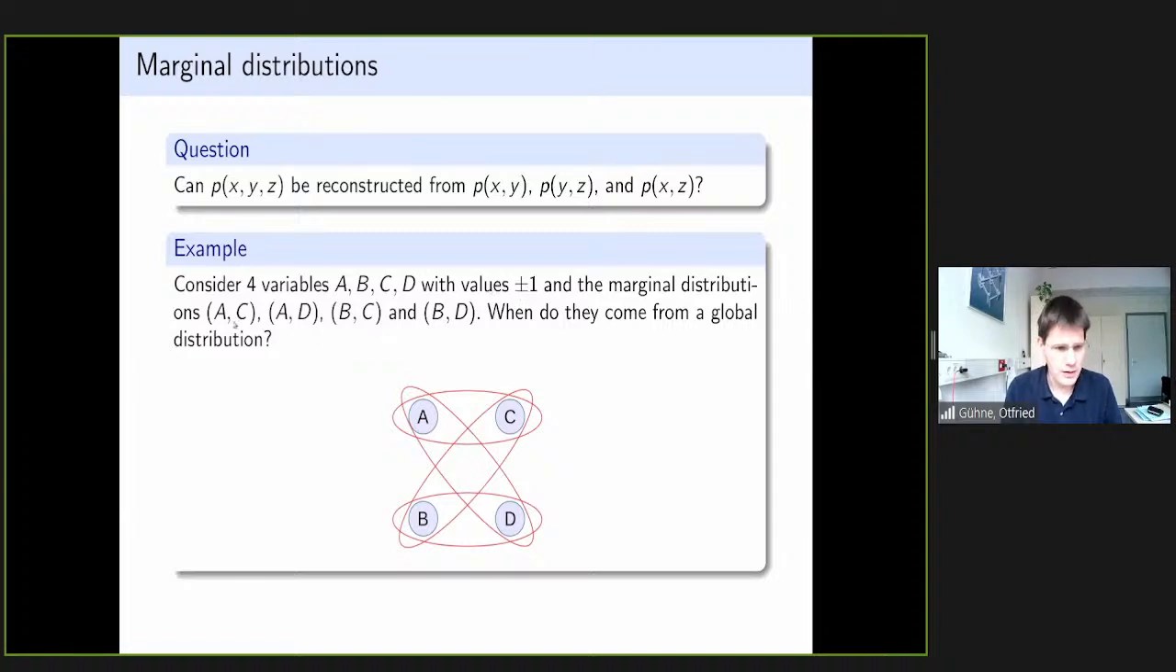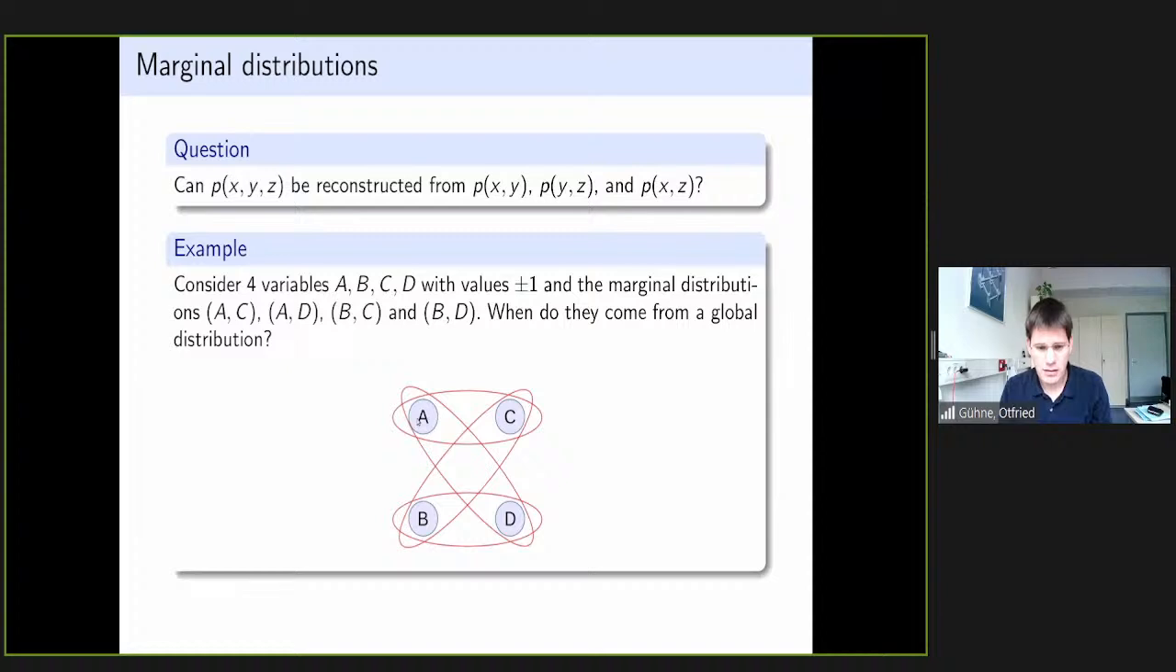And let's assume that I know the marginal distributions between A and C, which are always these red things here, AD, BC, and BD. So you know these red ellipses, these marginal distributions. And now you can ask, when can these marginal distributions come from some global distribution? This is first a purely mathematical question, but maybe you already get the intuition that this may have something to do with quantum physics, because somehow this looks like some of these correlations that you measure in the Bell inequalities.